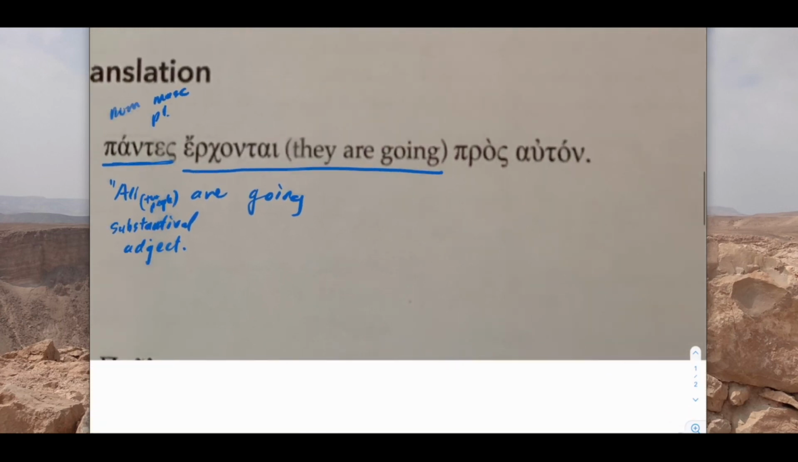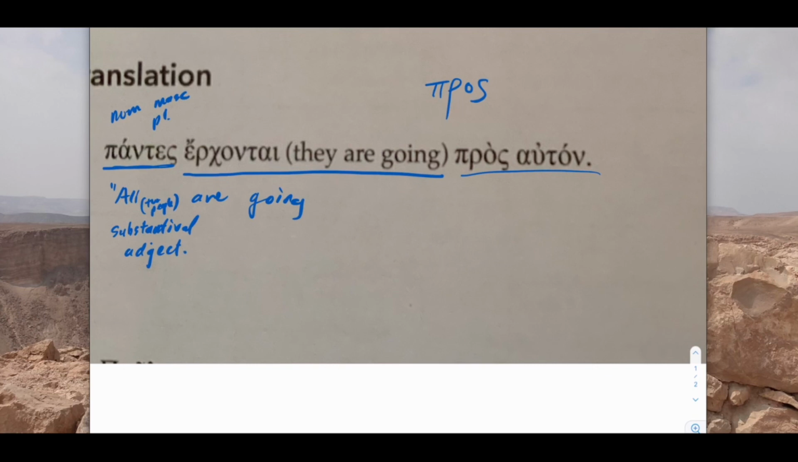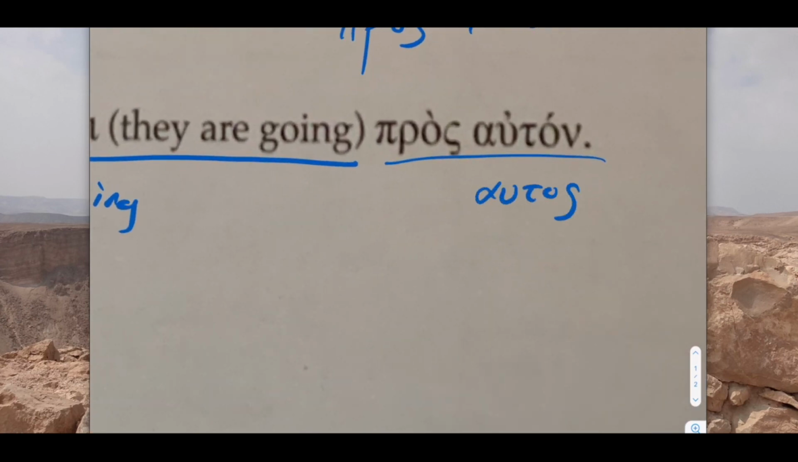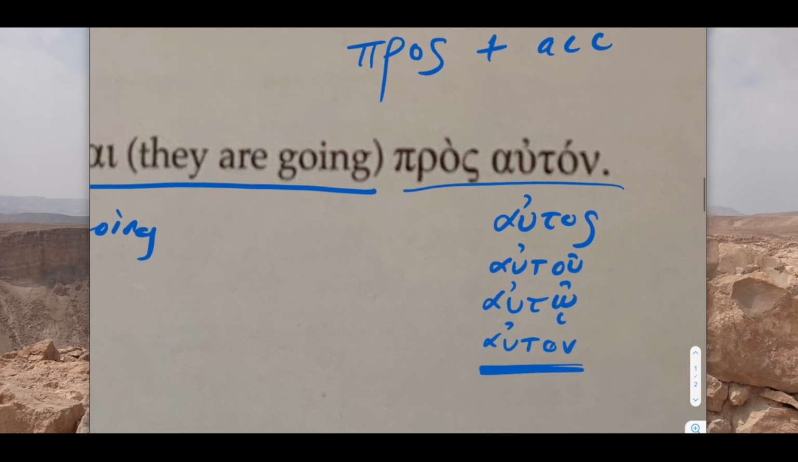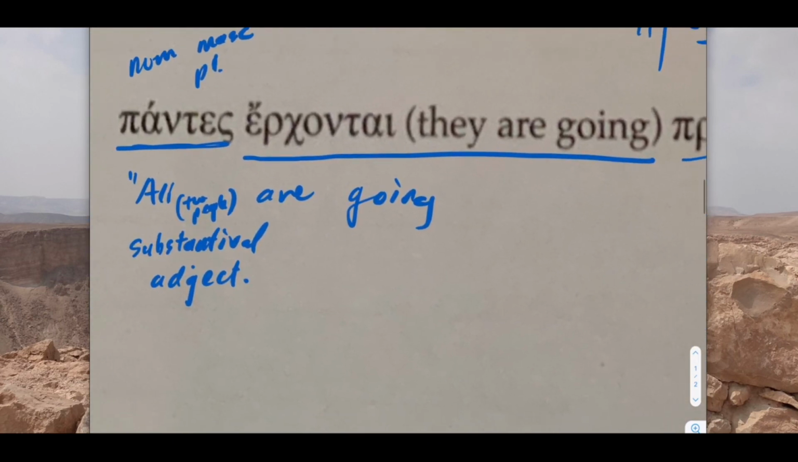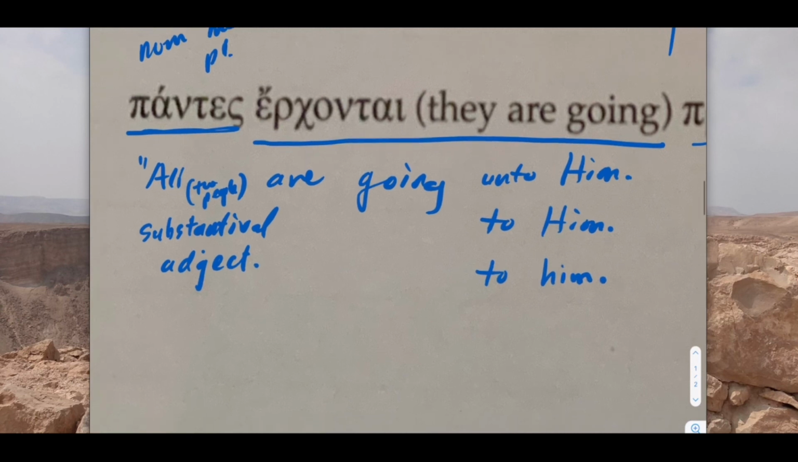All are going, and then we have pros auton. Well, pros, if we remember our vocab, is a preposition meaning to or toward. It takes an accusative, and sure enough, auton. Our nominative form of auton is autos, right? Of him would be autou. To him or for him would be auto, with the dative. But the accusative is auton, and that's what we're looking at here: pros auton, to him. All are going unto him. Probably Yeshua, we can capitalize that, or you can just say to him, and you don't have to capitalize it either. You could be talking about John the Baptist. All are going to him.